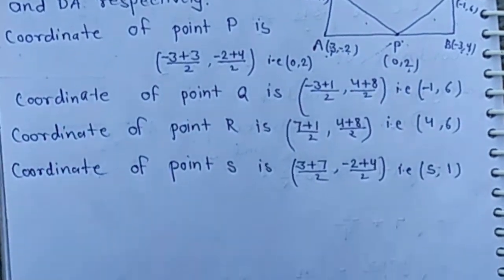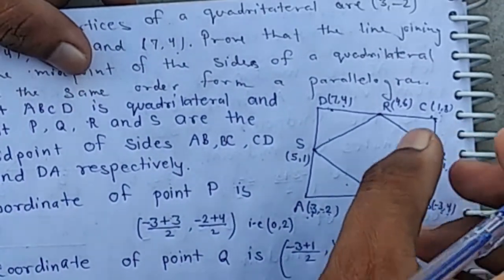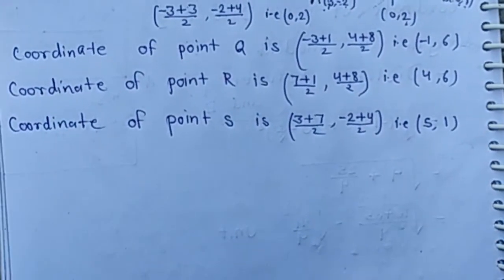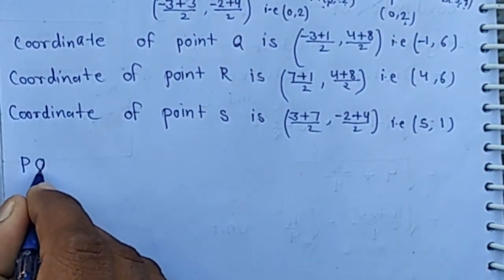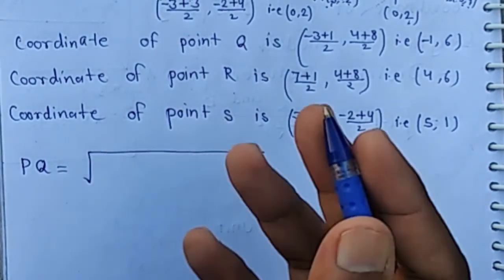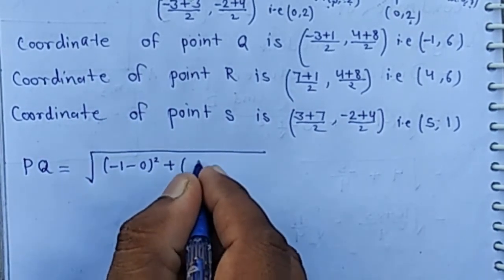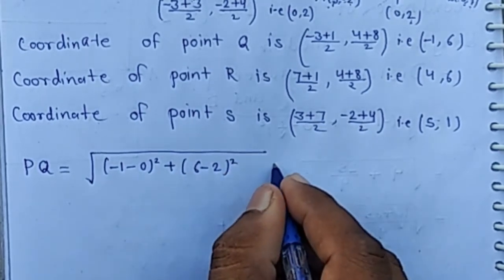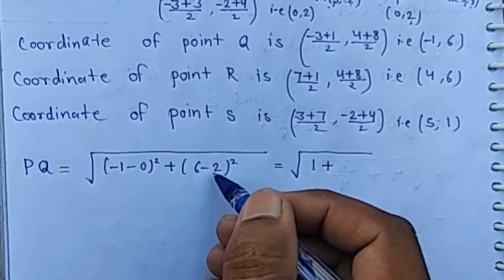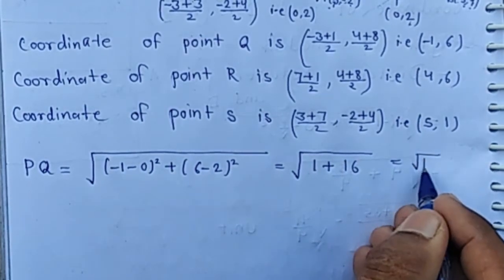And now we have to find the distance between PQ, QR, RS and SP. Then the length of side PQ is the distance between point P (0, 2) and Q (-1, 6). We have (-1 minus 0), that is (x2 minus x1) whole square, plus (y2 minus y1) whole square. Then we have 1 plus 4 square means 16, it is square root 17.